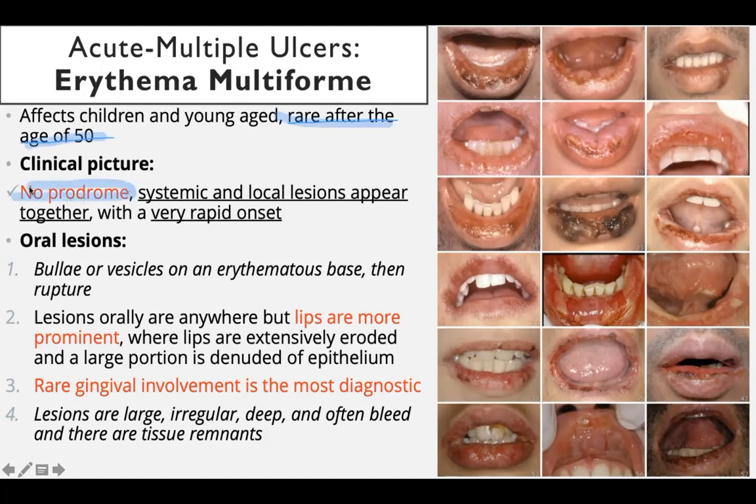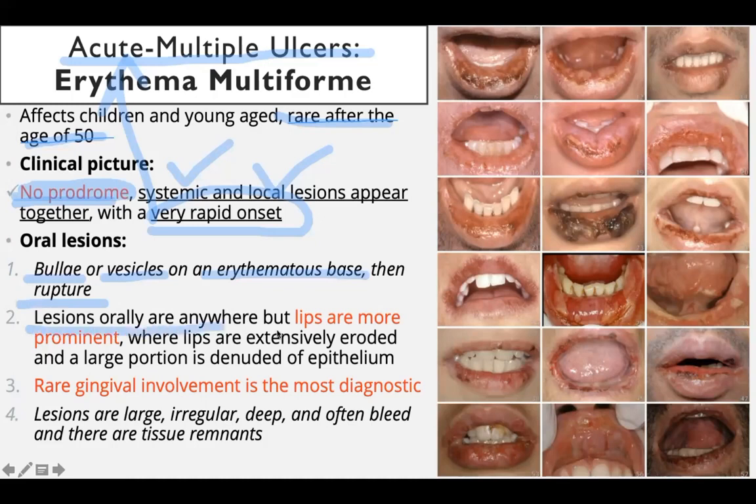This is one of the diseases presenting as acute multiple ulcers, but there is no prodrome. So what is different here? There is no prodrome, but systemic and local lesions appear together with a very rapid onset. Of course, it should be rapid onset because it is acute. What about the lesions of erythema multiforme in the oral cavity? Bulla or vesicles on an erythematous base, then they rupture and release fluid, exudate.